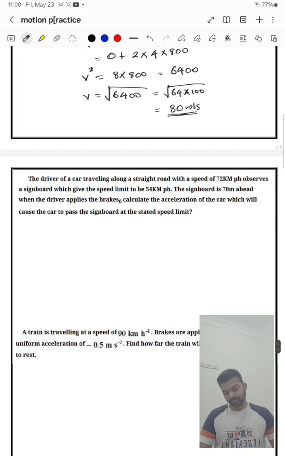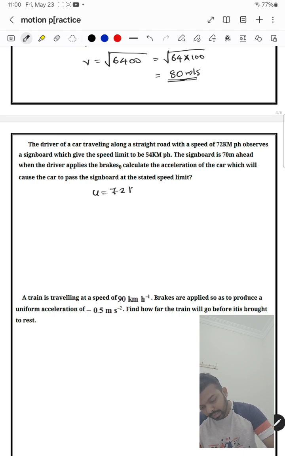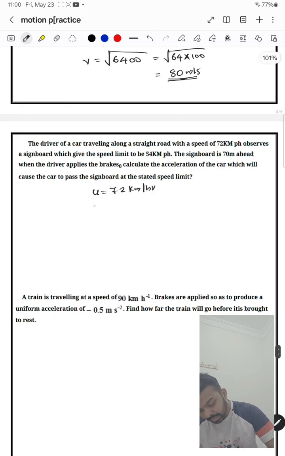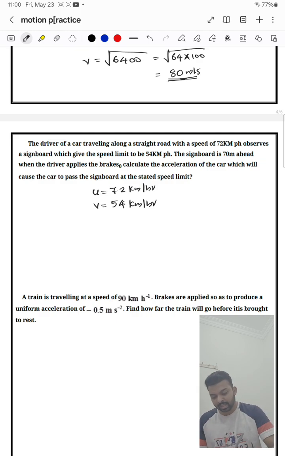Now a driver of a car traveling along a straight road with a speed of 72 kilometer per hour, kmph. So the driver driving along a straight road means u is equal to 72 kilometer per hour. He observes a signboard which gives a speed limit of, sorry, 54 kilometer per hour. So v should be 54 kilometer per hour. The signboard is 70 meters ahead. Let it be like there is a car here.